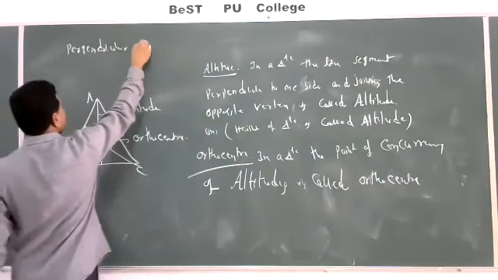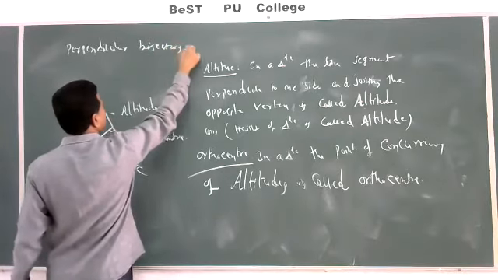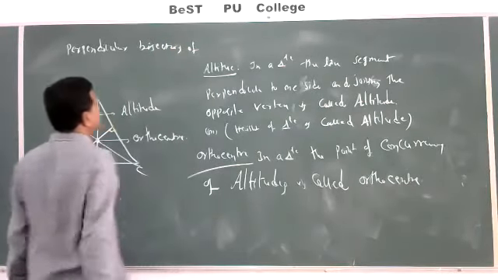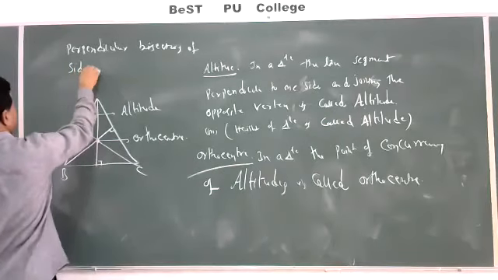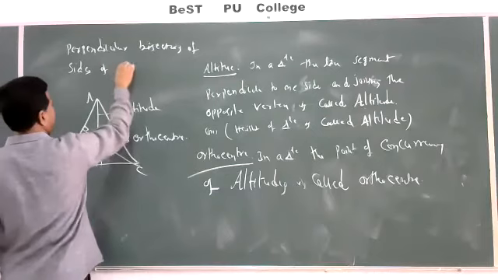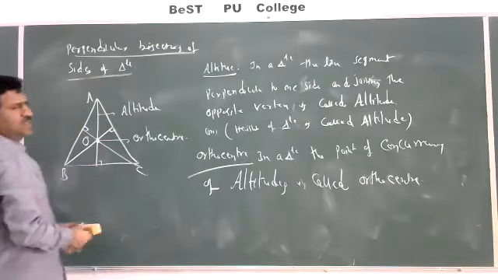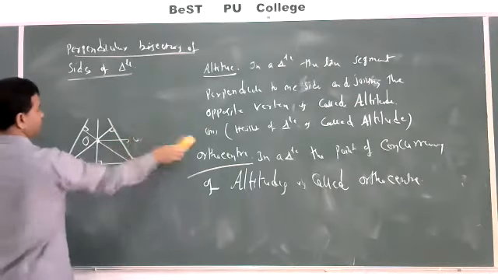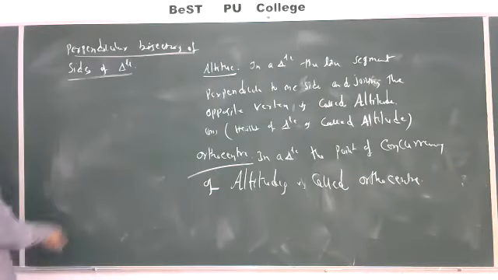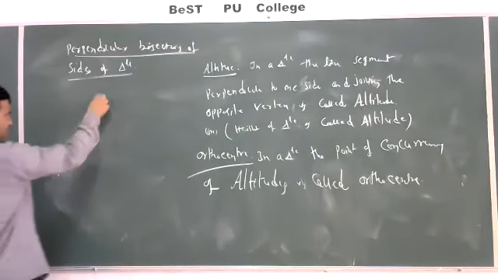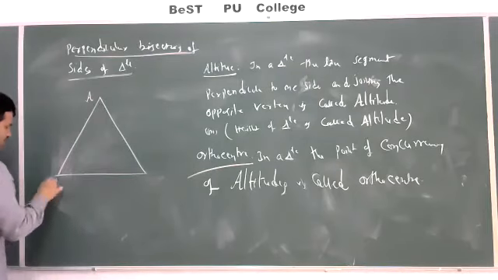Perpendicular bisectors. Perpendicular bisectors of sides of a triangle, where we will define these perpendicular bisectors. See, in the name itself it is there, perpendicular bisectors. Listen to me. We have three sides in a triangle.